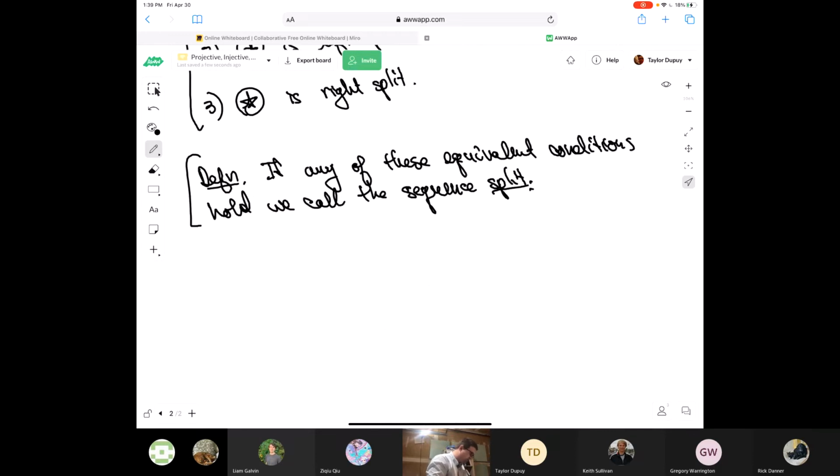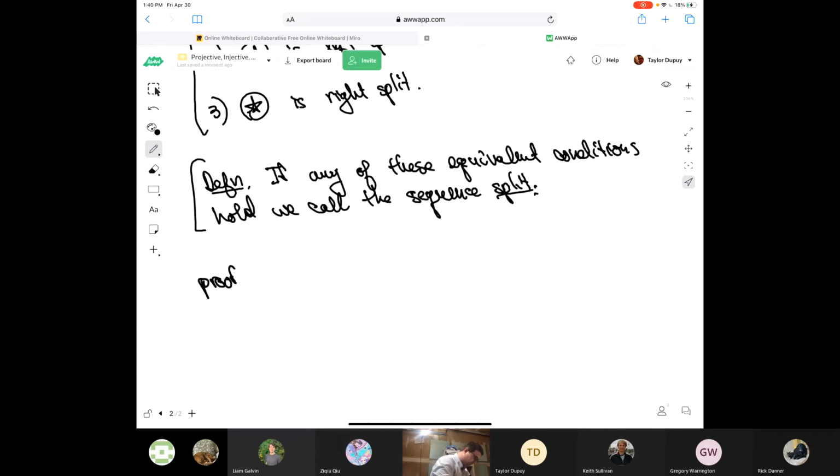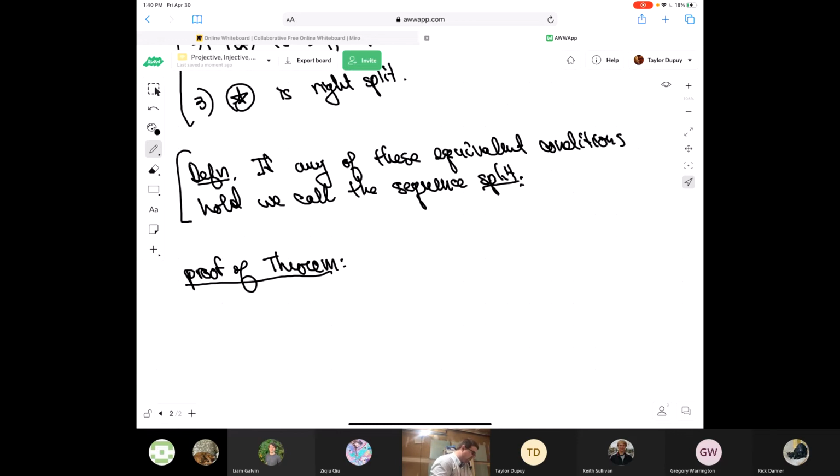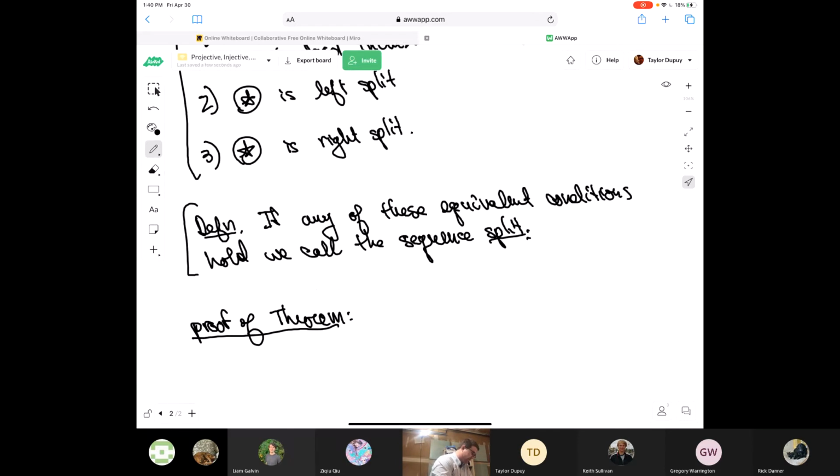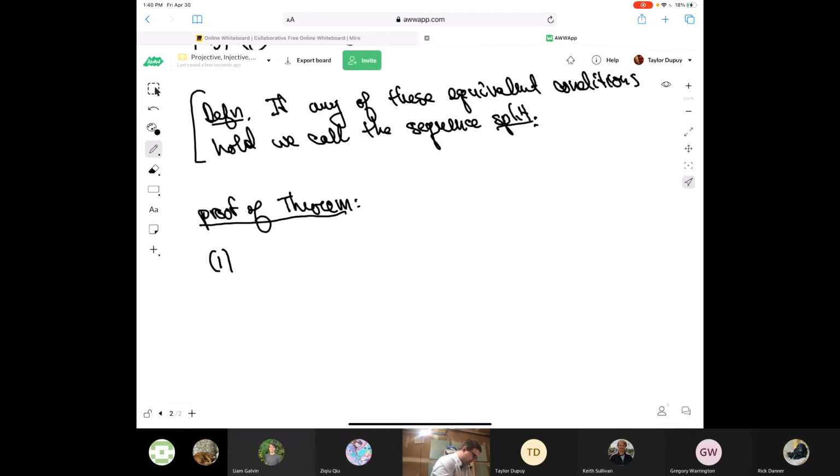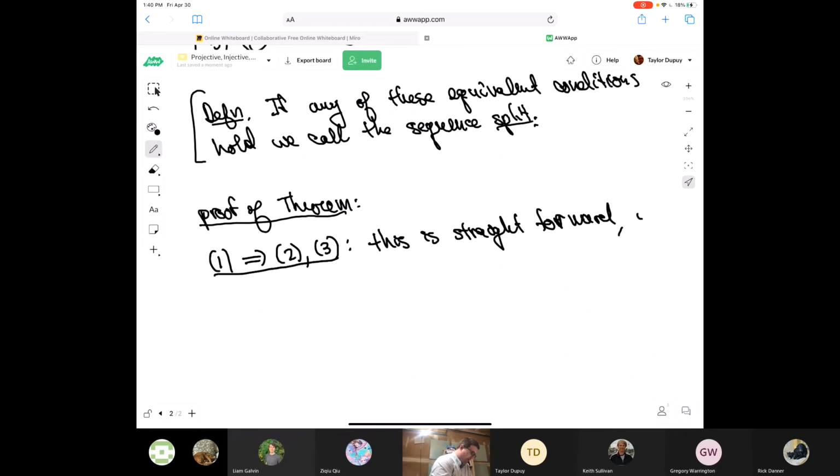So let's do the proof of the theorem. The first one is easy: 1 implies 2 and 3. This part is straightforward. If M is M prime direct sum M prime prime, then it has both injections and projections.